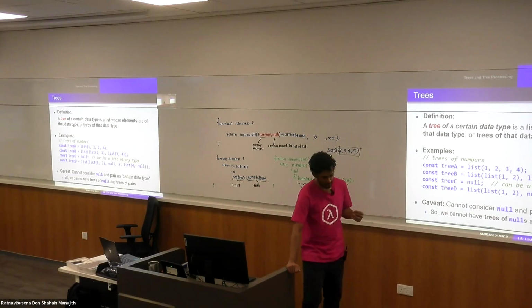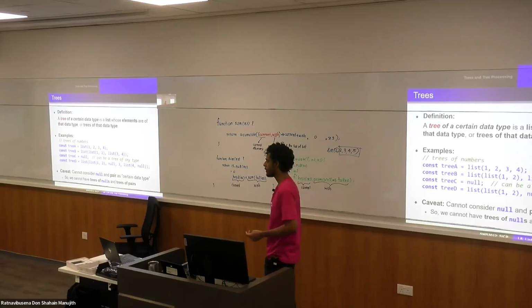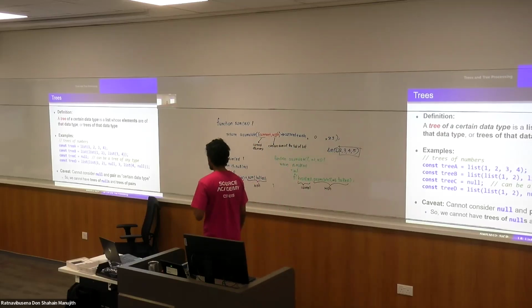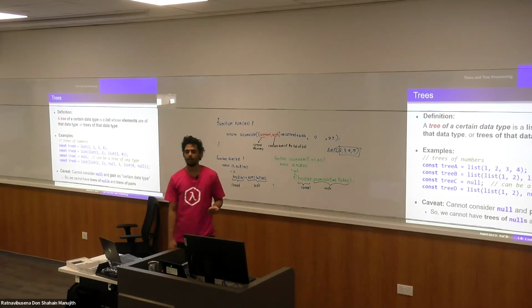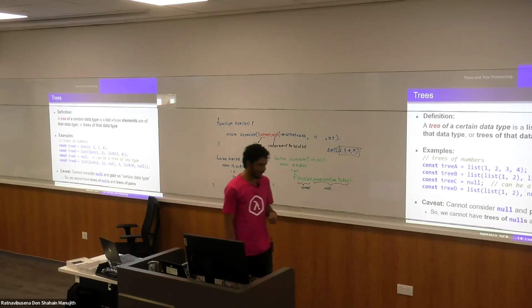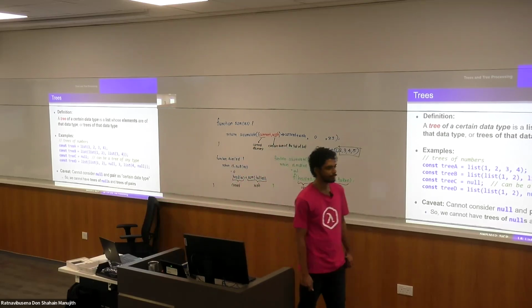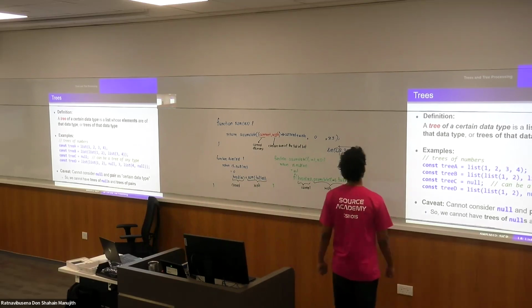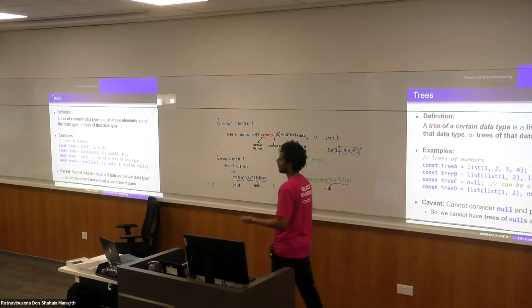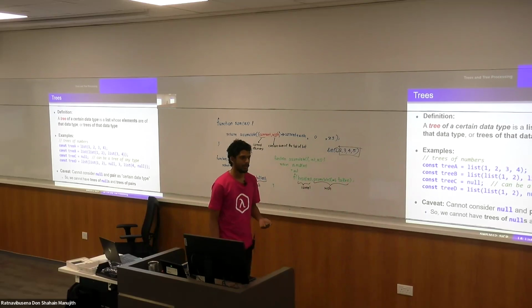Again, a tree is nothing but a list, except that its elements can be of that data type or trees of the data type. So what type of definition is this? A recursive definition. Why? Because you define a tree in terms of a tree. Is that okay?